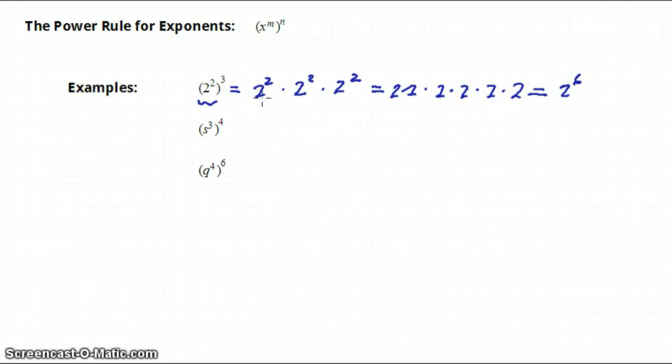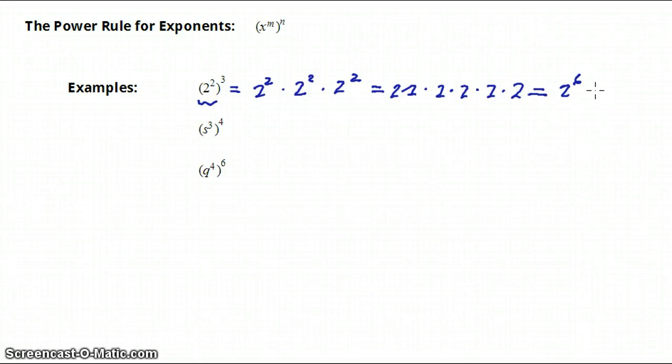If I go back and make a general rule, what I did is take the original exponent on the 2 to the second power. Since that whole thing was raised to the third power, I multiplied those exponents together. 2 times 3 is 6, and that's the exponent I end up with.